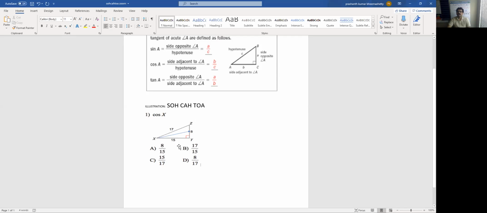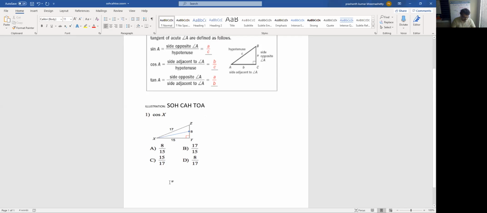So first, always try to figure out the opposite side, the opposite side to the required angle. For x it is 8. The longest is the hypotenuse. And the last remaining side is the adjacent side to angle x. So let me explain. So cos x here.